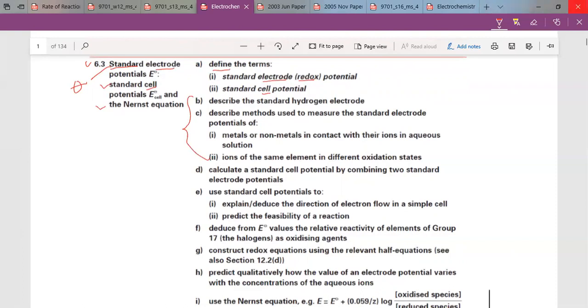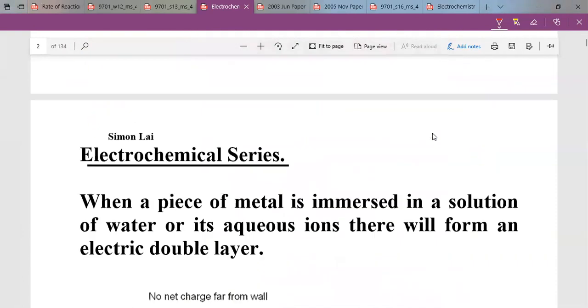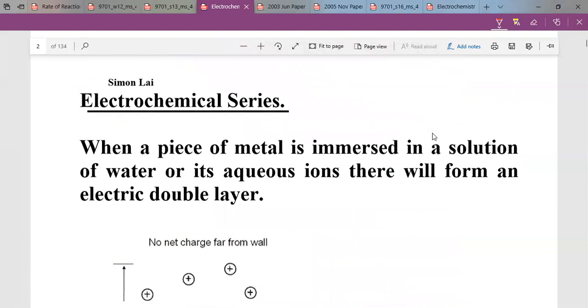Okay, now to understand these things here, I'm going to use a few things. According to theory, when a piece of metal is immersed in a solution of water or aqueous ions, it will form an electric double layer. You throw a piece of metal, for example a very reactive metal like sodium, into water. So you put a piece of sodium into water, right? What happens is the sodium will be very reactive and become what?